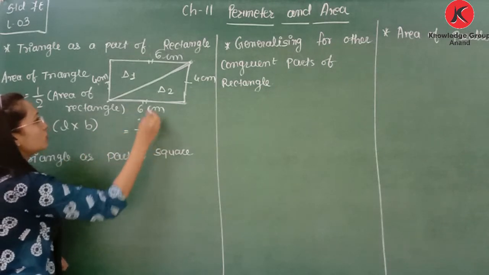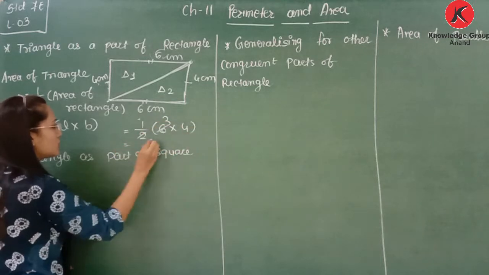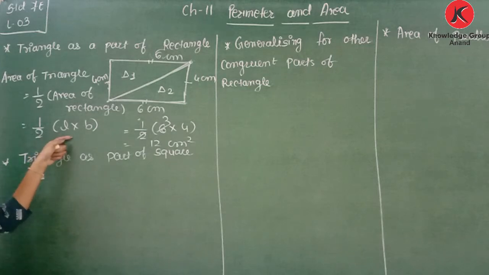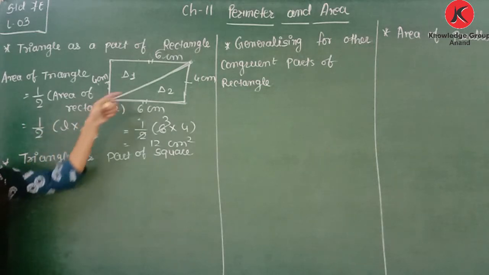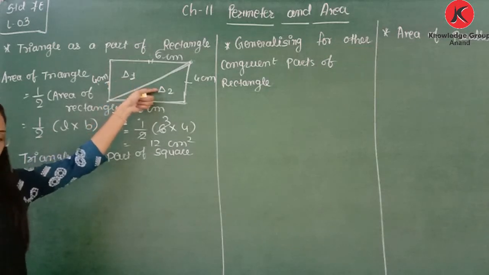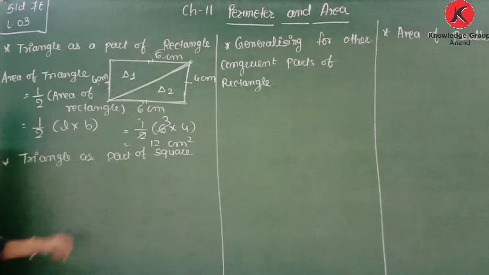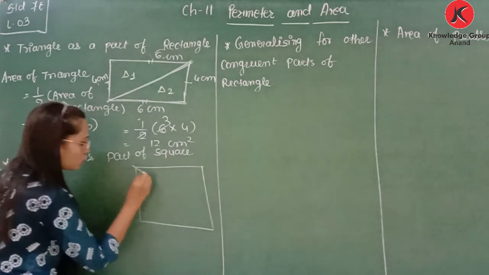You can find the answer also. Here 1 by 2, length is 6 and breadth is 4. So that is 12 centimeters. Okay. As a part of a rectangle, the equation is 1 by 2 length multiply breadth if it is divided into two equal parts. Now, if we consider a triangle as a part of a square, let's consider this is a square and we draw two diagonals.